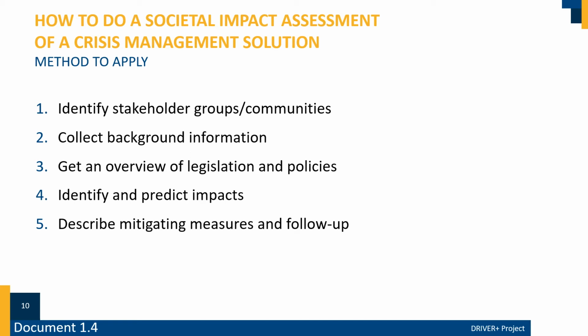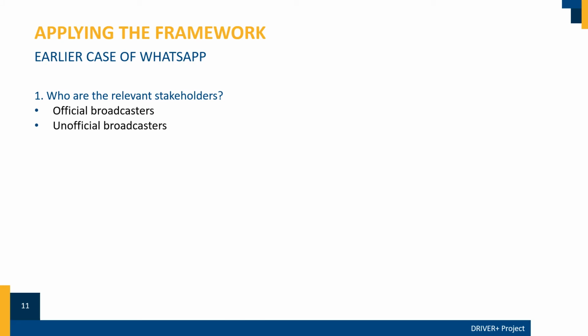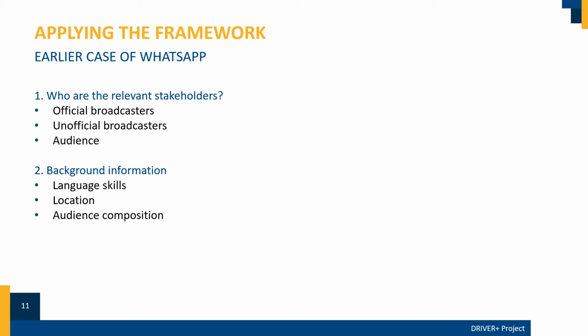A plan should then be made to describe how the mitigating measures will be followed up on. If we now use the 5-step SEER process on the WhatsApp example case, we see that the stakeholders are the official and unofficial broadcasters and the audiences of these. When looking at the background, we see language skills, location, and the composition of the audience played a role. From a legal and policy perspective, WhatsApp's end-to-end encryption and private data ramifications are important to consider.